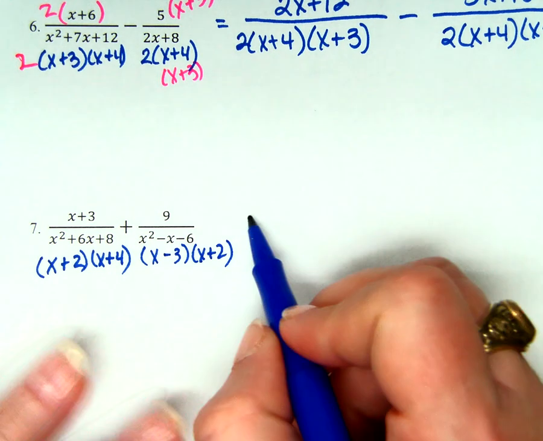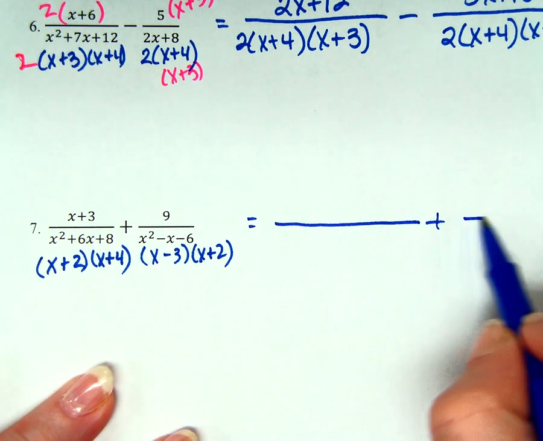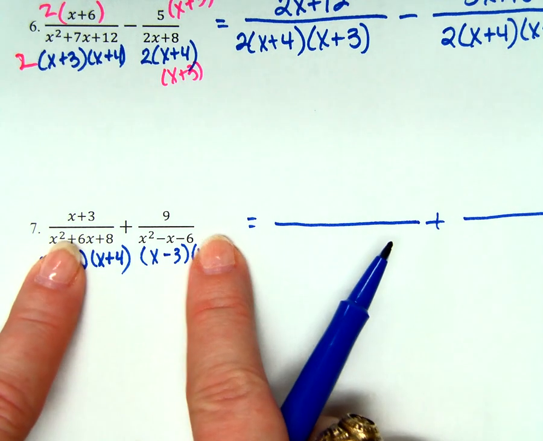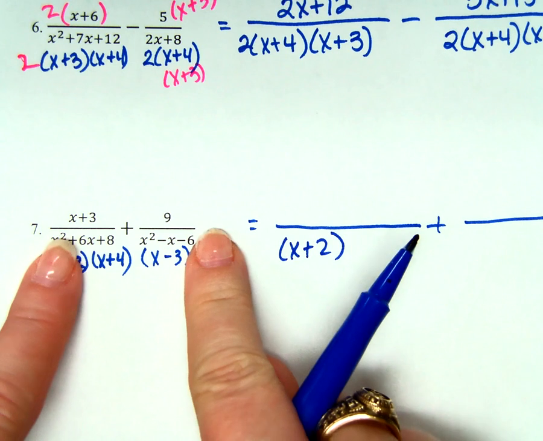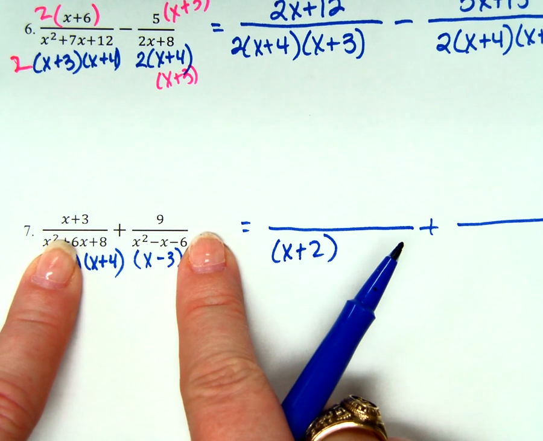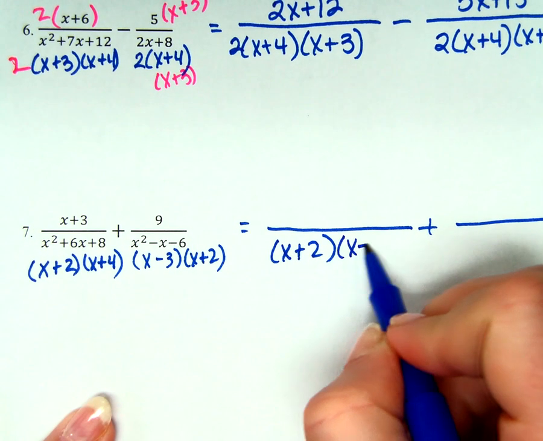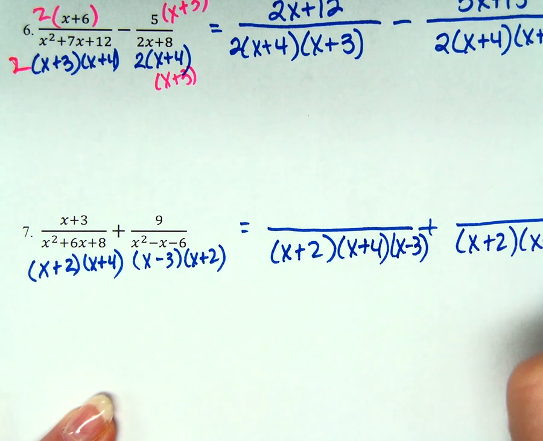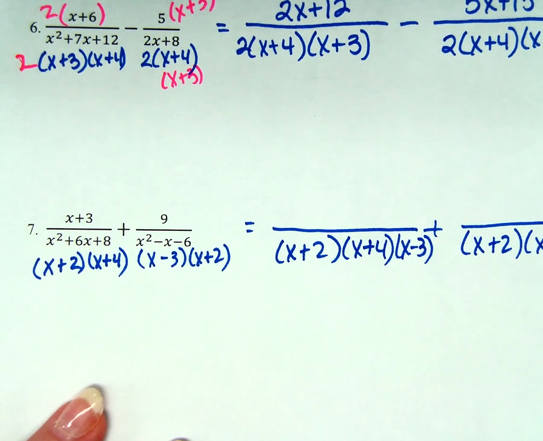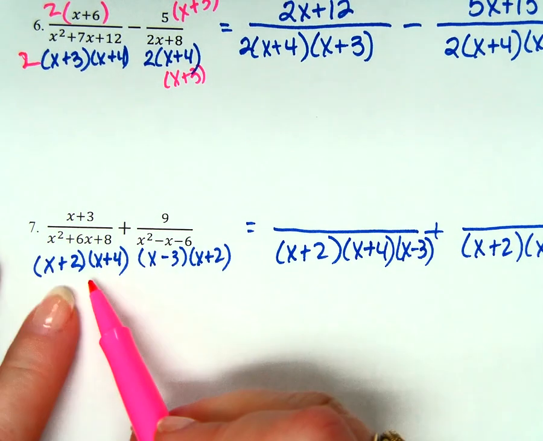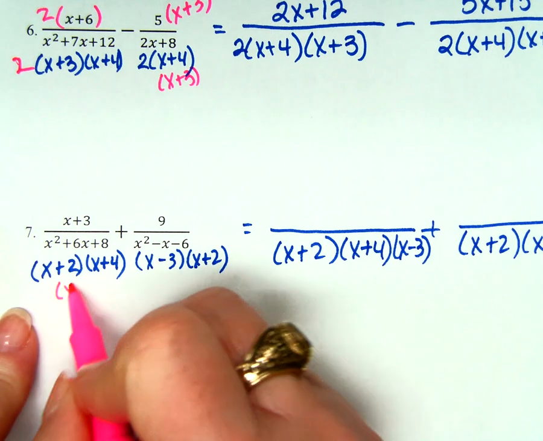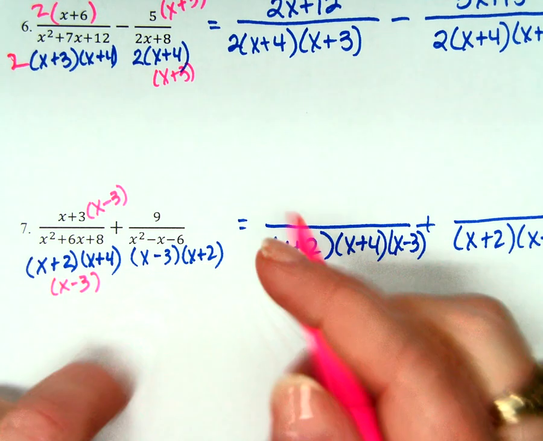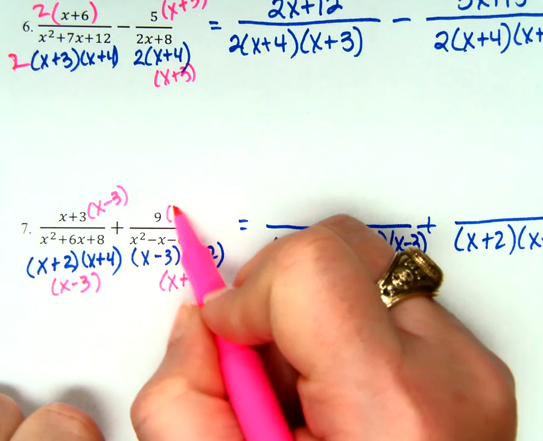Remember? Okay. So when I go to figure out what my common denominator is, do they share any common factors? X plus 2. So we know x plus 2 has to be part of the denominator, right? What else is there? X plus 4 and x minus 3. All of those have to be part of the common denominator as well. Okay? All right. What does this one lack? An x minus 3. So I'm going to multiply this by x minus 3. What does this one lack? X plus 4. I'm going to multiply this one by x plus 4.